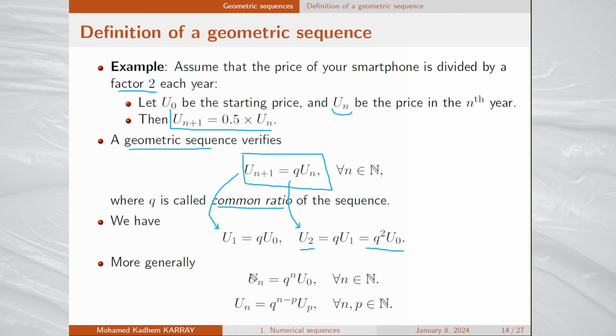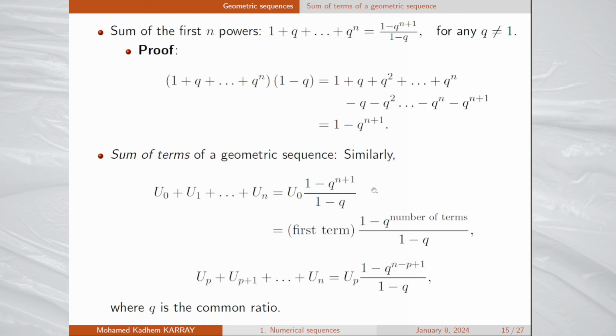More generally, we have that un equals q^n multiplied by u0, and un equals q to the power n minus p multiplied by up. These formulae are very useful in exercises, so try to remember them. We shall now give formulae for the sum of terms of a geometric sequence.